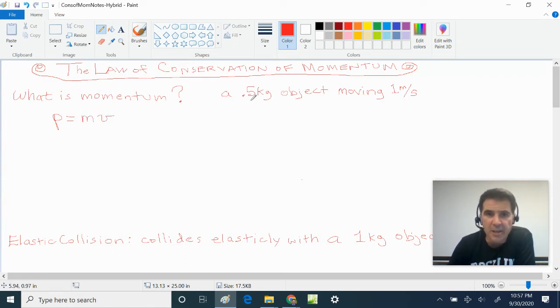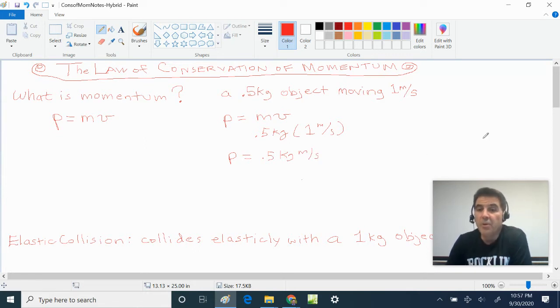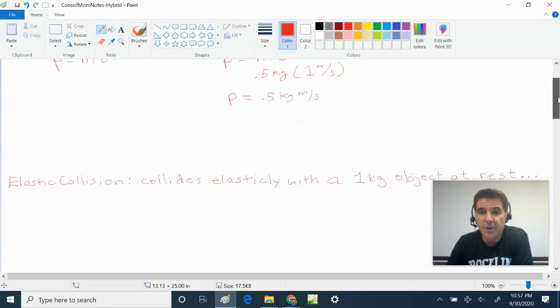So say a 0.5 kilogram object moving 1 meter per second. The momentum of the object, mv, is going to be 0.5 kilograms times 1 meter per second. And you get your momentum: 0.5 kilogram meters per second. Ta-da!